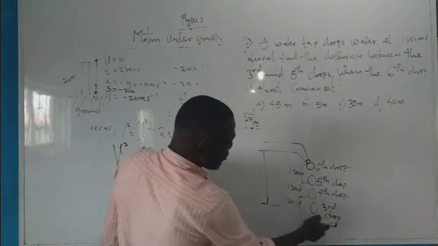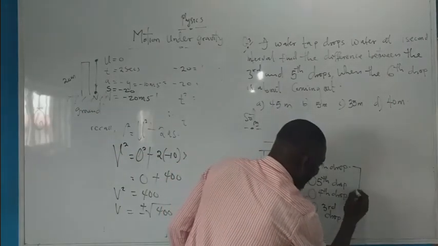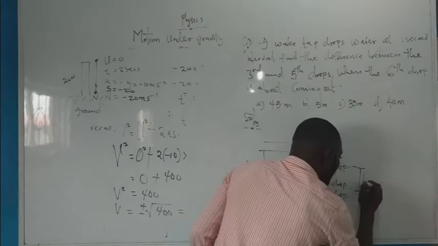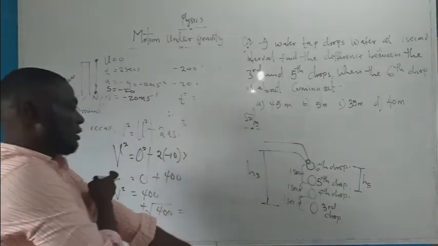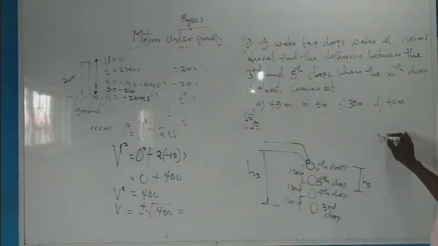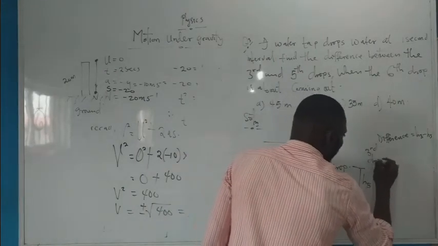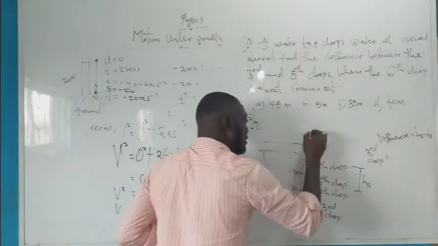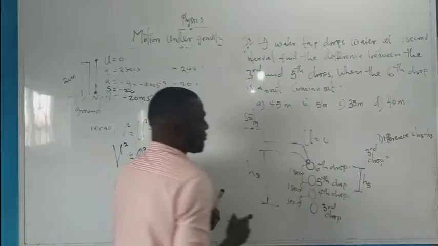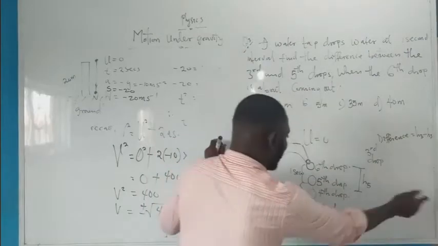Okay? So we know that from the tap down to the third drop is H3. From here down to this is the fifth drop, that's H5. Okay, the difference between them will be equal to H3 minus H5. The third drop. At this point, u equals 0.